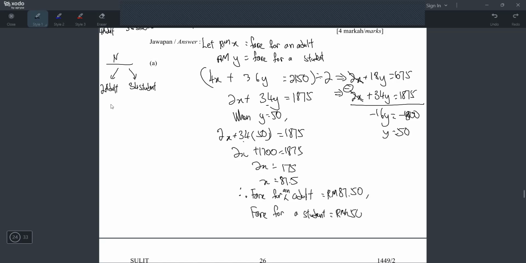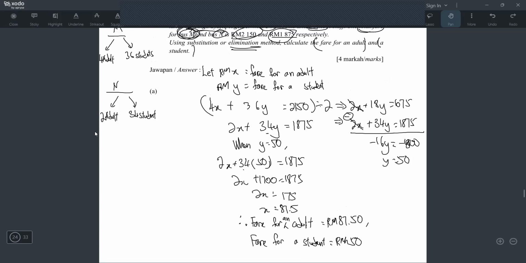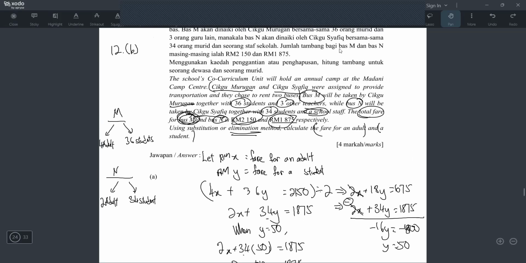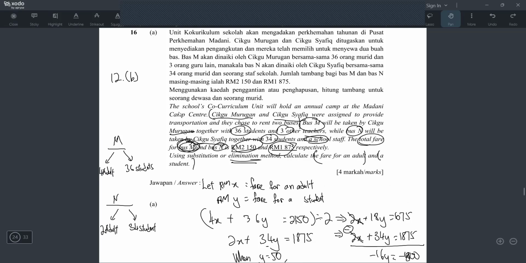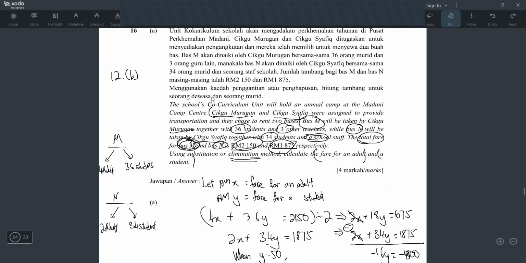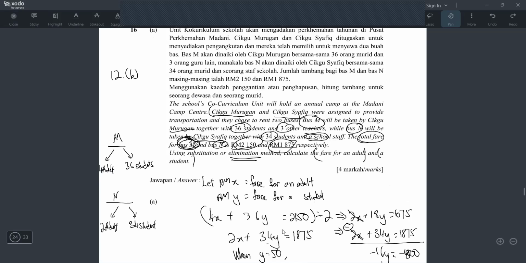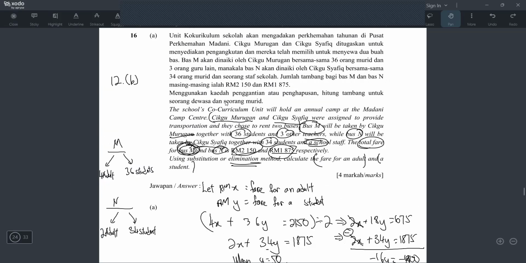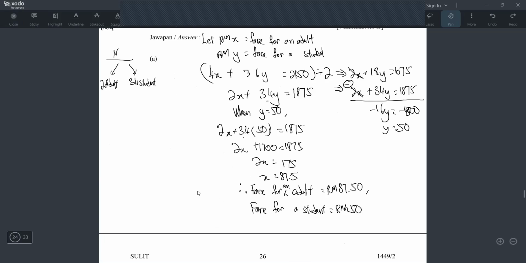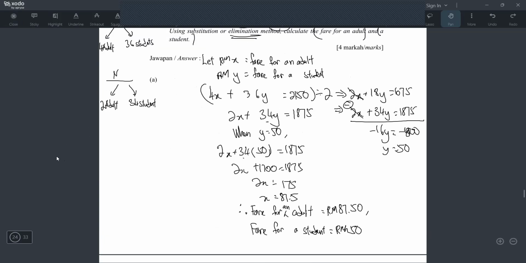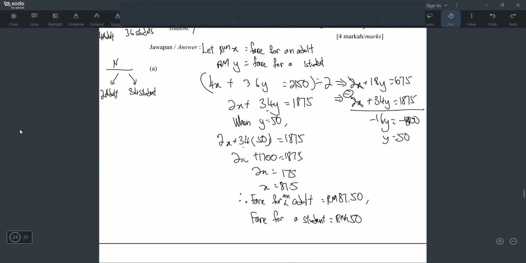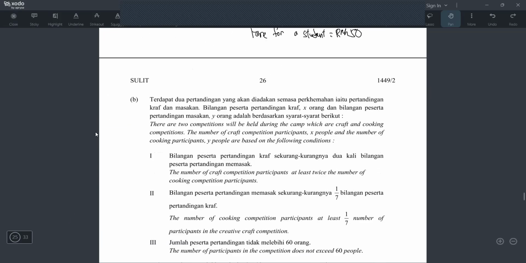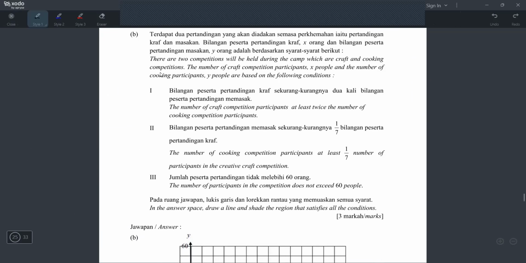Or in Bahasa Melayu, tambang bas untuk adult, what do we call it? Adult, adult. Dewasa. So tambang bas untuk seorang dewasa RM87.50, and then tambang bas untuk seorang murid 50. If you want to write in Bahasa Melayu, just write in Bahasa Melayu. Okay, it's fine. That is not an issue. English, Malay, up to you. Okay, alright, done. Okay, question B.